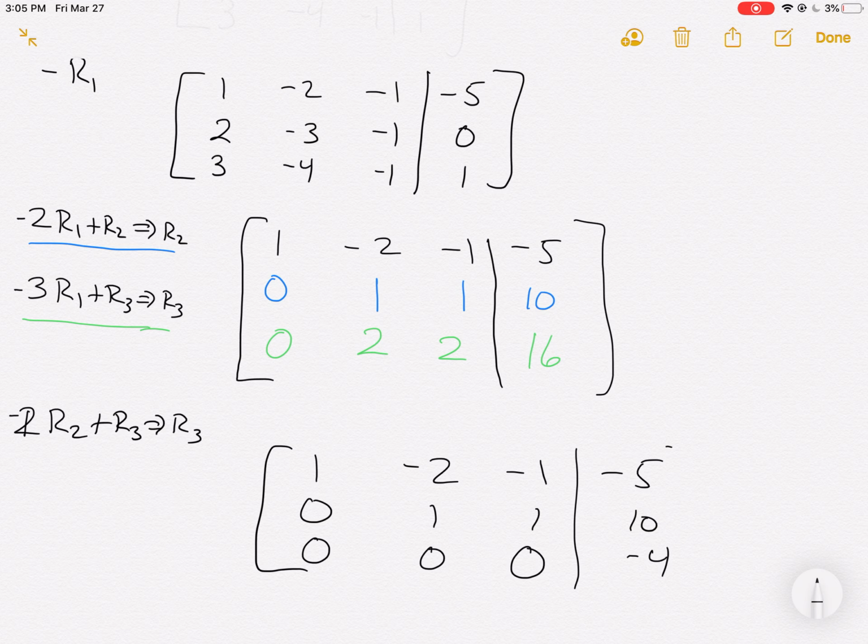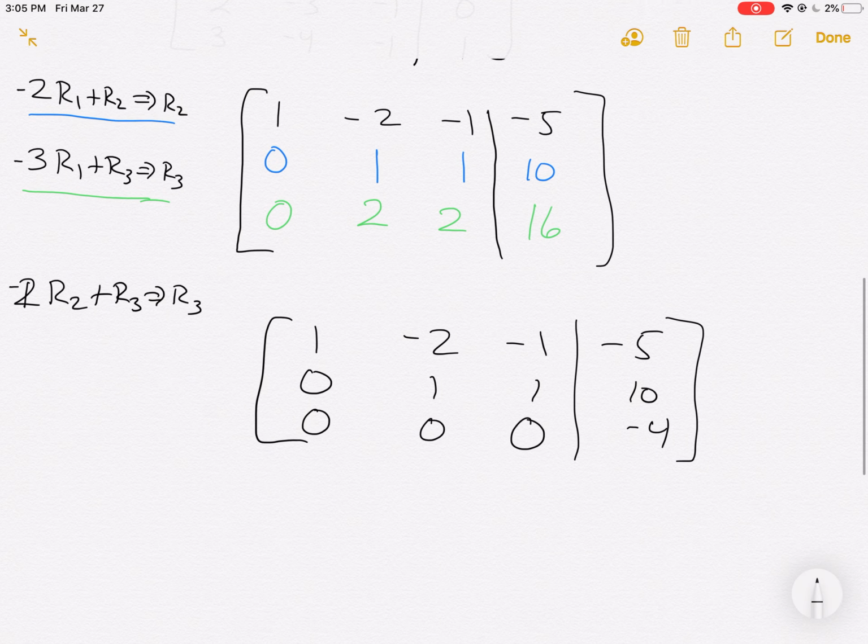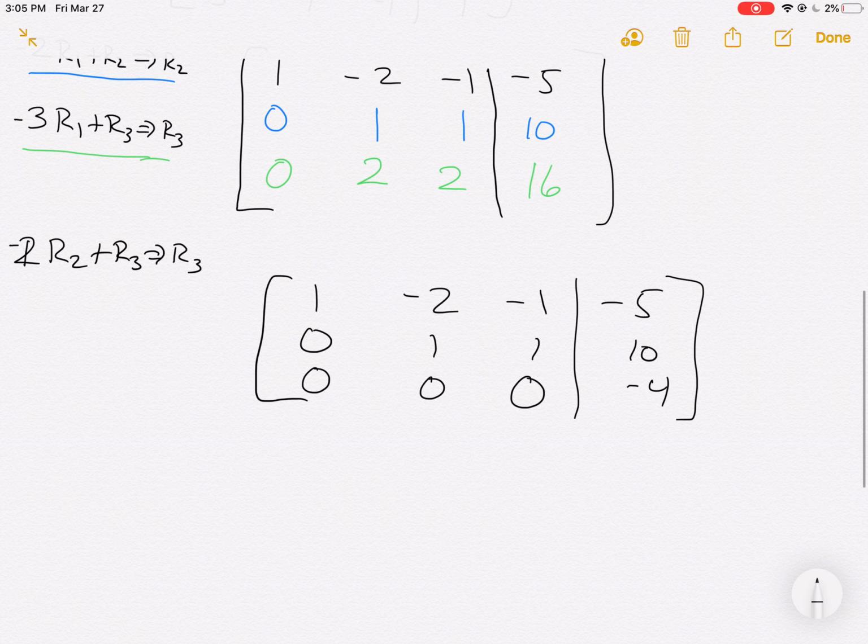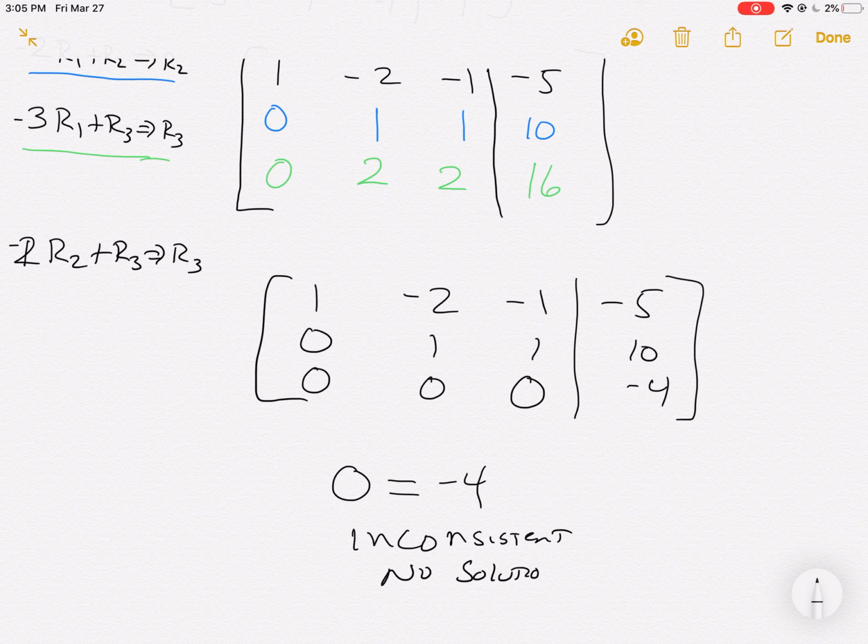And take a look at what we have. We have a row that has lots of zeros in it. What we have in that last equation is 0 equals negative 4. We have an inconsistent system then, and we can stop. There's no solution coming out of this, because the only way there would be is if 0 could equal negative 4, and it can't. So that's how a no solution case is going to work out, just in the process of getting those 1's along the main diagonal.